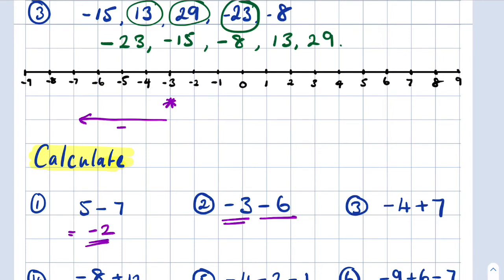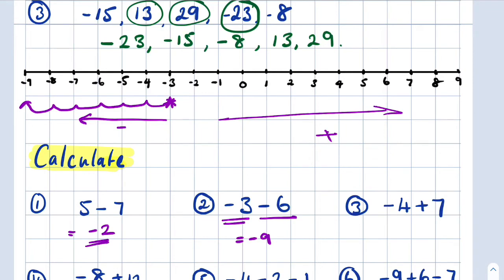So here, start at -3, go left, 6. 1, 2, 3, 4, 5, 6. And then we end up at -9. Okay, so if you're subtracting, you're going towards the left. If you are adding, head towards the right. Subtracting, go towards the left. Adding, head towards the right.